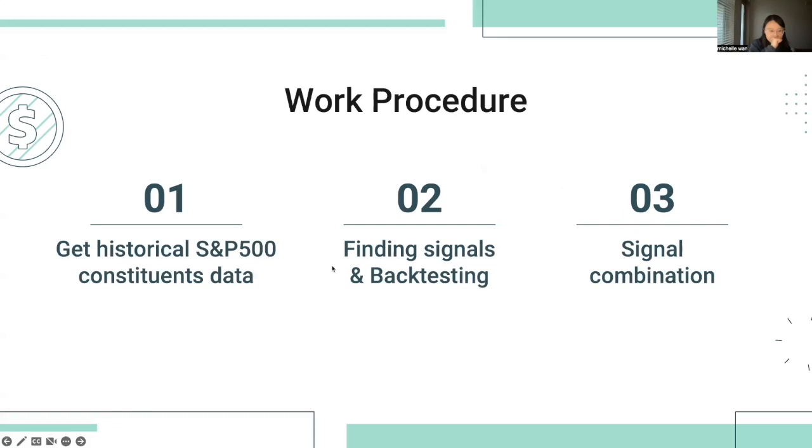So the work procedure is that we collect daily S&P 500 constituents data that includes open, high, low, close, adjusted close, and daily volume. We collect that from Yahoo Finance. And then after getting the data, we would find the signals and backtest our signals. The third step is, after finding multiple signals, we're gonna combine them. Or even if we don't find effective signals, we can just show how we're gonna combine them.